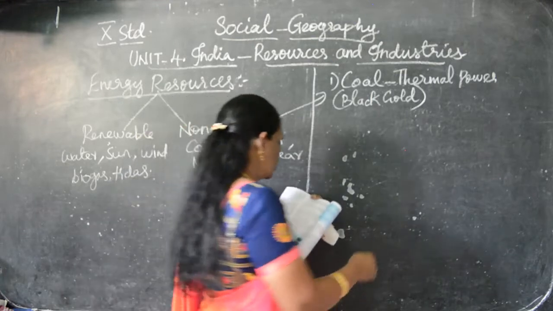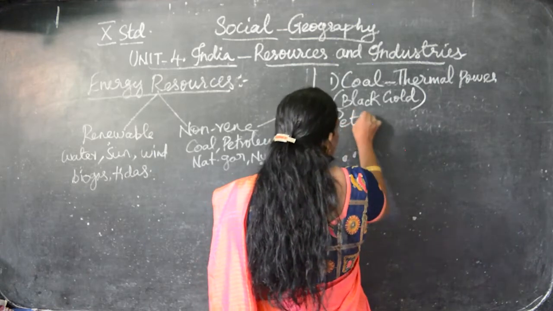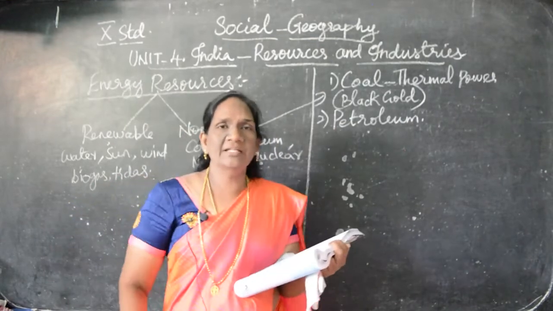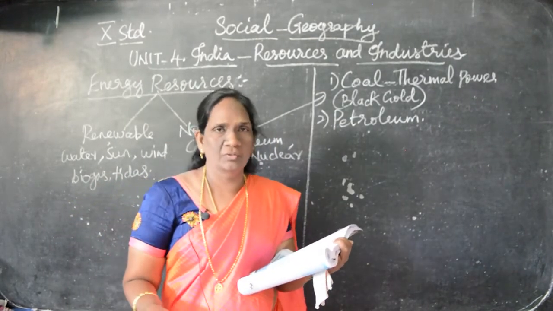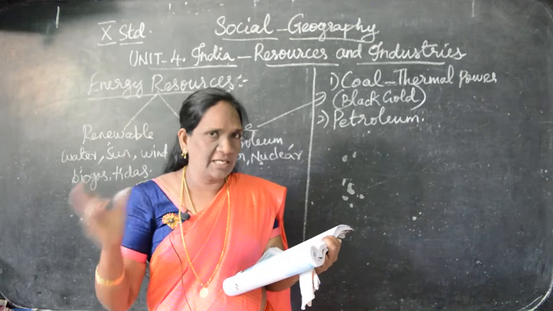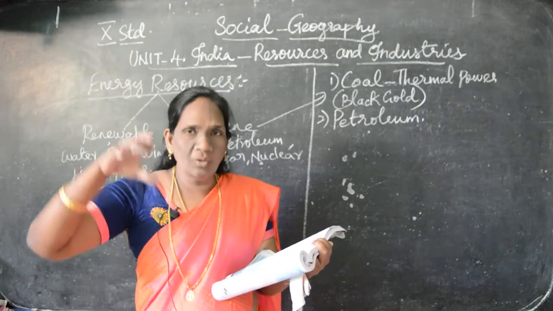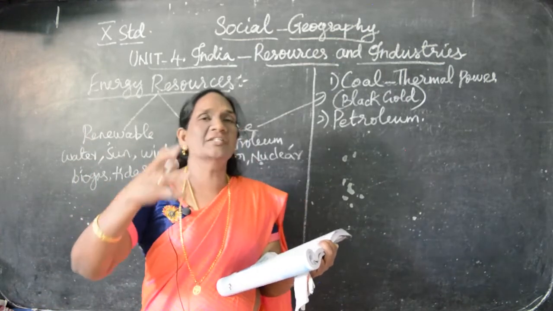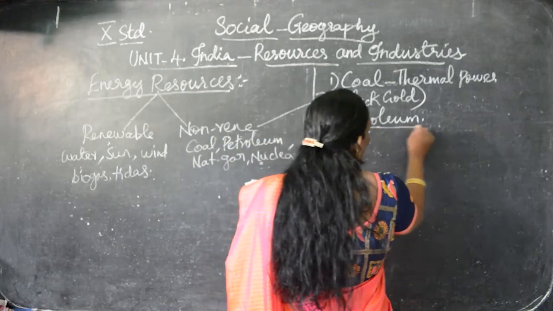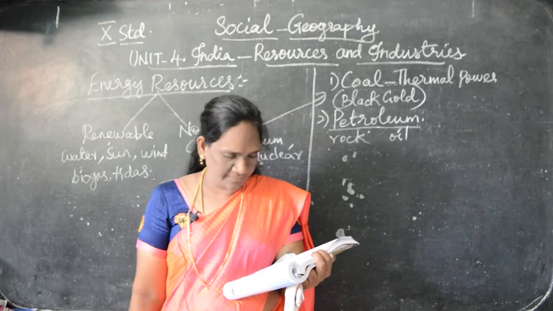The next one, petroleum. The next non-renewable resource, petroleum. And petroleum we can also call crude oil. Understand? Petroleum is derived from a Latin word: petro means rock, and oleum means oil. So since oil comes from rock, it is called petroleum.